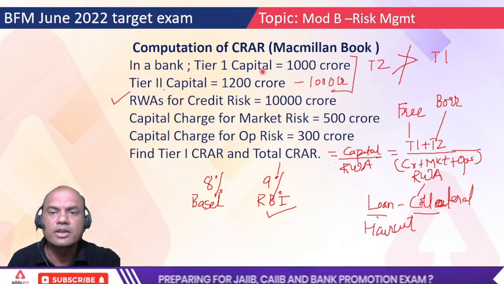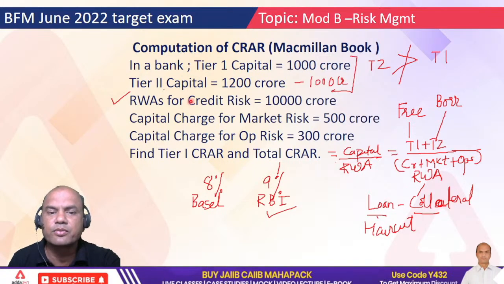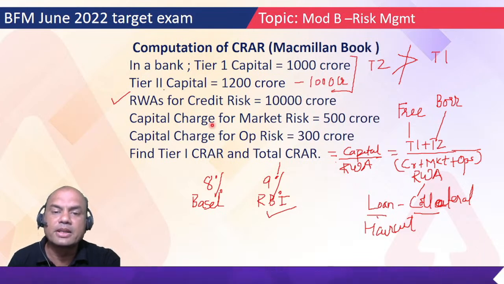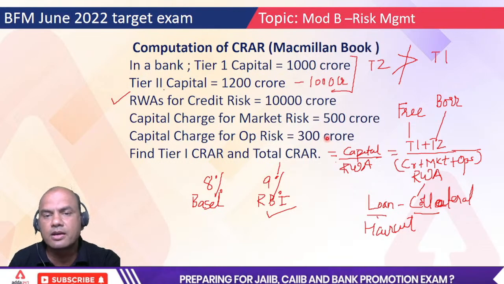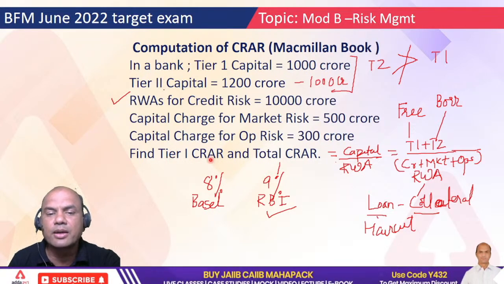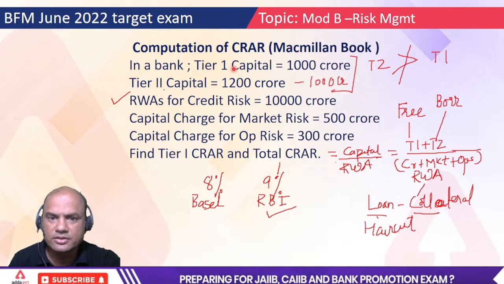In a bank, tier 1 capital equals 1000, tier 2 is given as 1200 crores, risk weighted assets for credit risk is 10,000 crores, capital charge for market risk is 500 crores, capital charge for ops risk is 300 crores. Find tier 1 capital, CRAR and total CRAR. Firstly, understand the meanings of these. What is tier 1 and tier 2 capital?